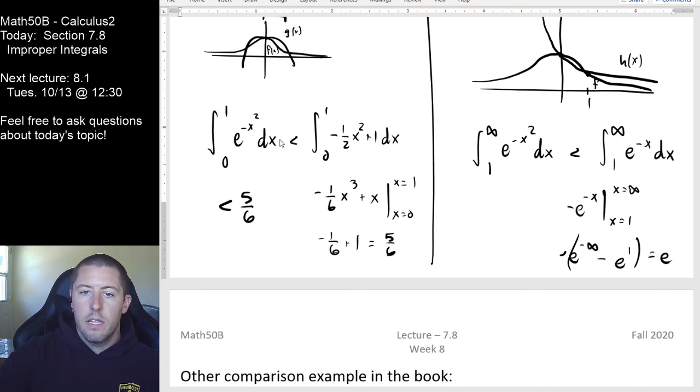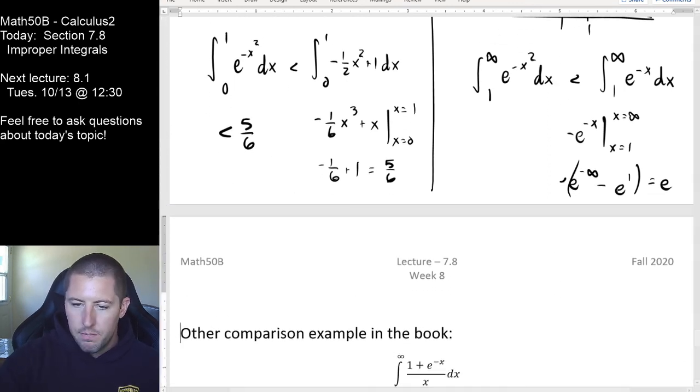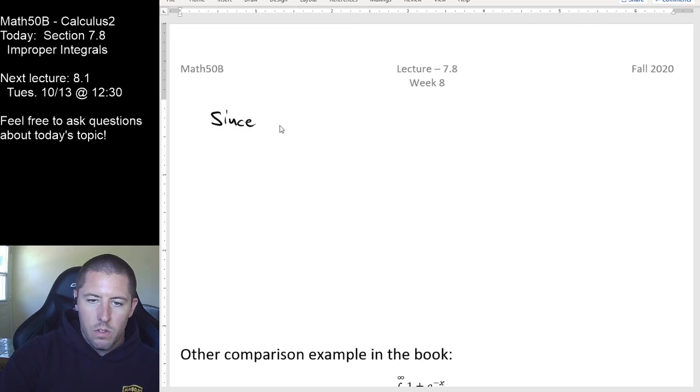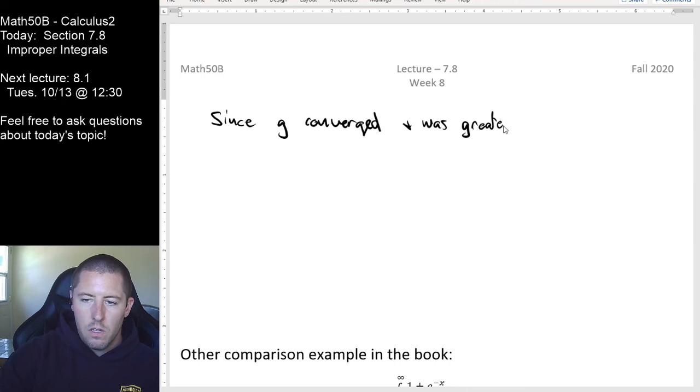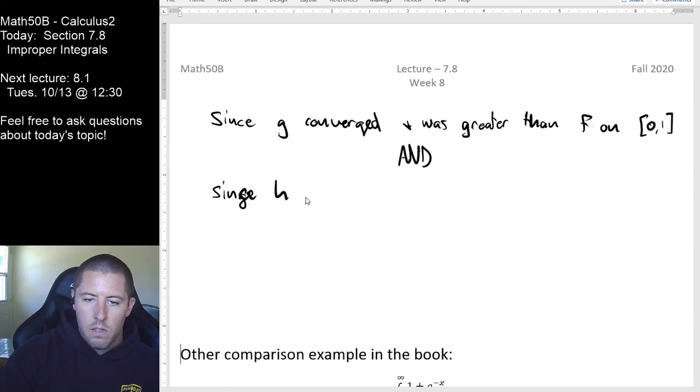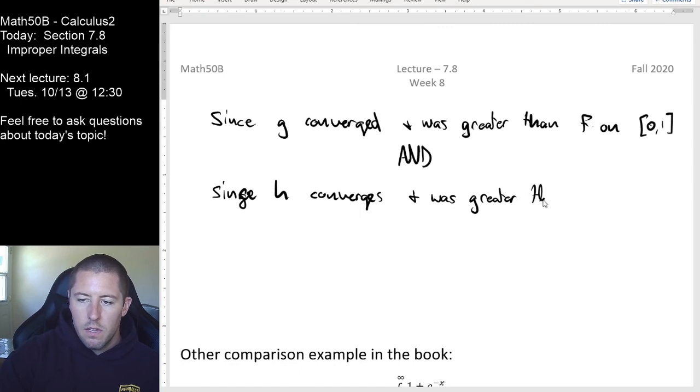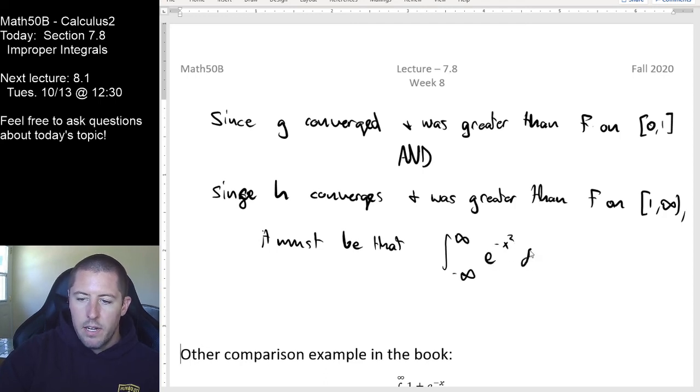And so since g converged and h converged, and they were both greater, and h also converged and was greater than f, on 1 to infinity, it must be that the integral from negative infinity to infinity of e to the negative x squared dx converges. And even better, we have an upper bound on what it converges to.